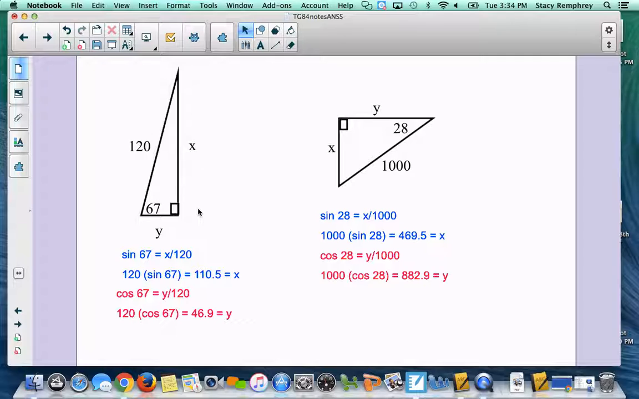So over here, I have a right triangle. I need to find two missing legs. I can't use the Pythagorean theorem. I don't have enough sides. It's not a special right triangle, so I can't use that.